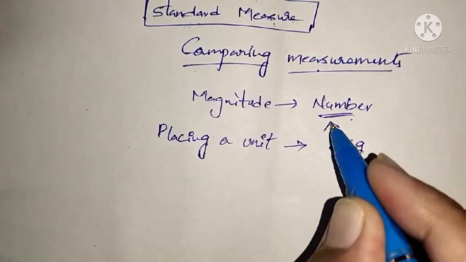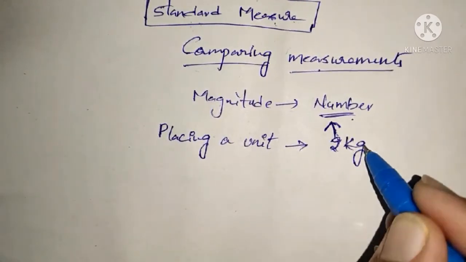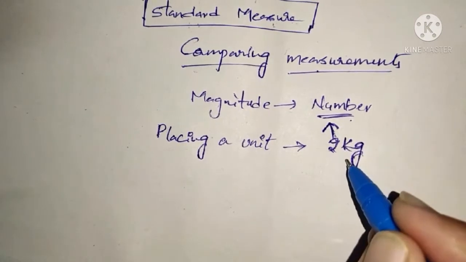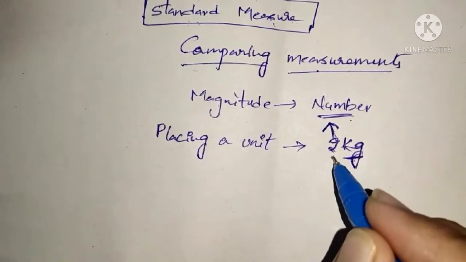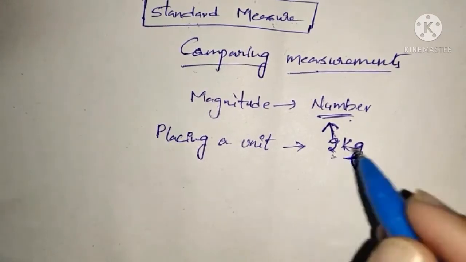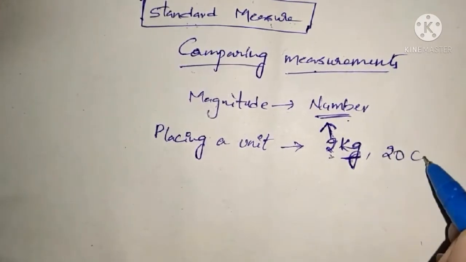The magnitude, as I said, is a number. And what is this kg? Kg is nothing but a unit. Always the unit we have to place on the right side of the magnitude. One more example, 20 centimeter.